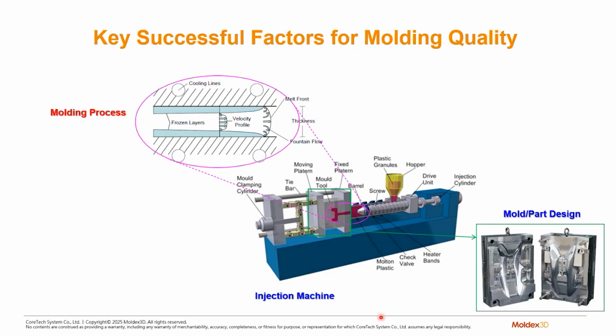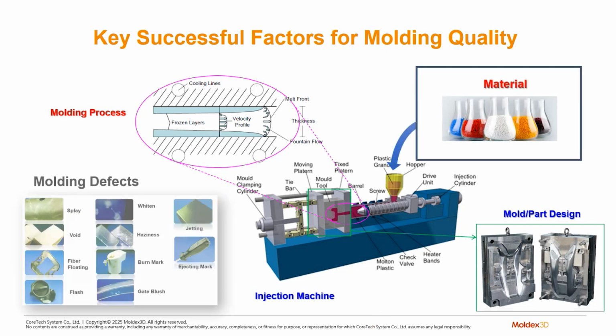The core benefit of simulation is that it prevents us from running into some of these molding defects we see down the line, like splay, void, gate blush, flash. We could change our tooling design before it's built to reduce physical iteration.